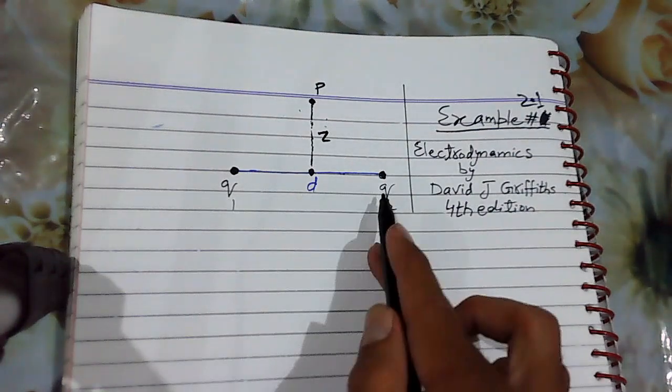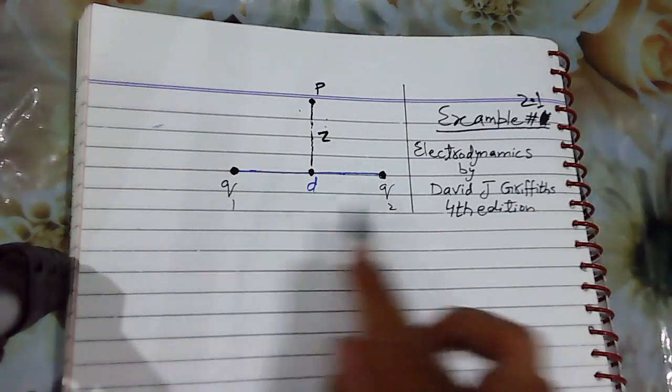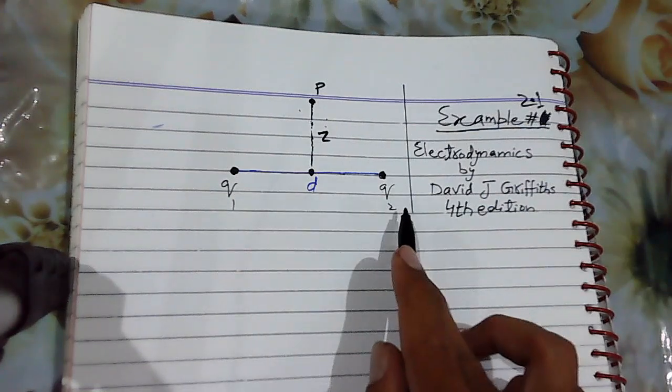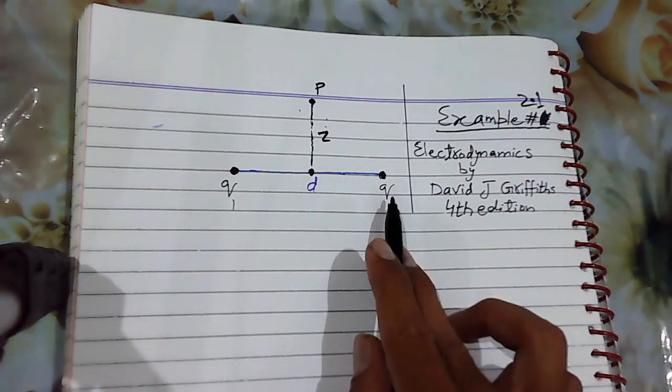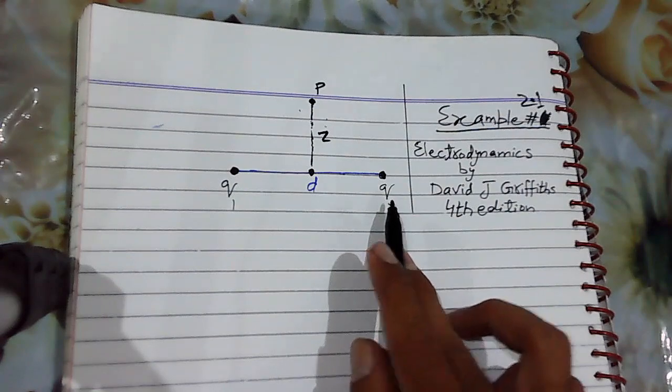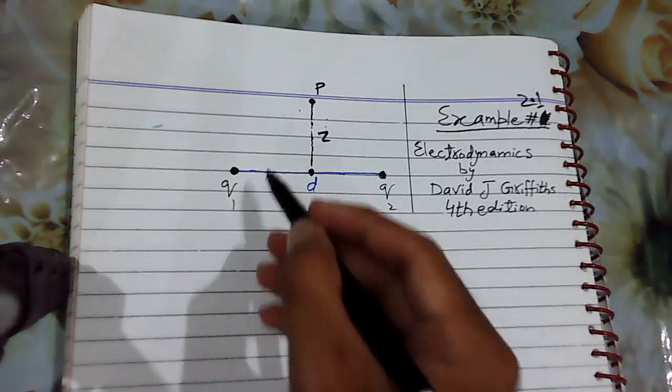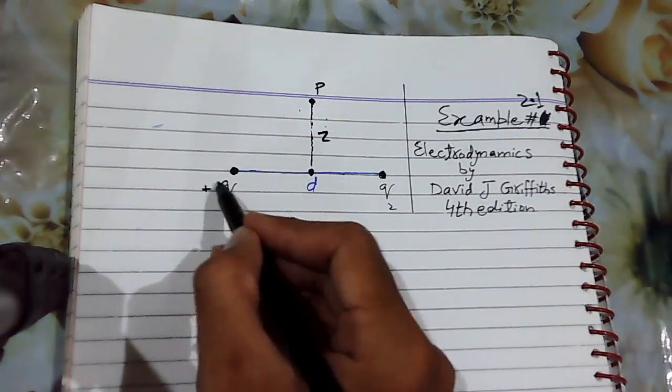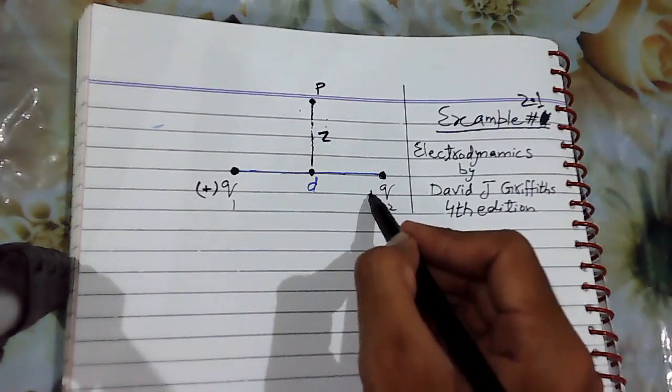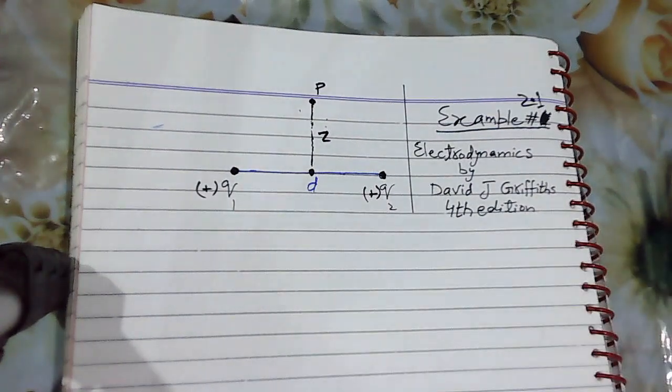Remember, these two charges are similar. They have equal magnitudes and the same signs. Either both of them are negative or both of them are positive. Suppose here we consider that both of them are positive charges. Okay. Now, one thing more.